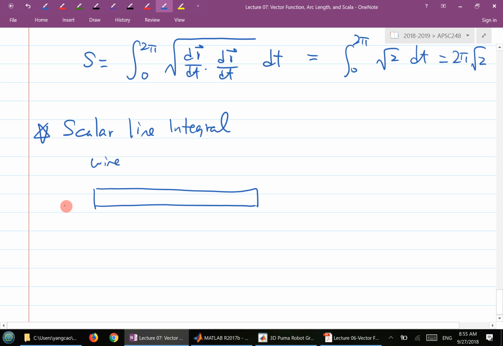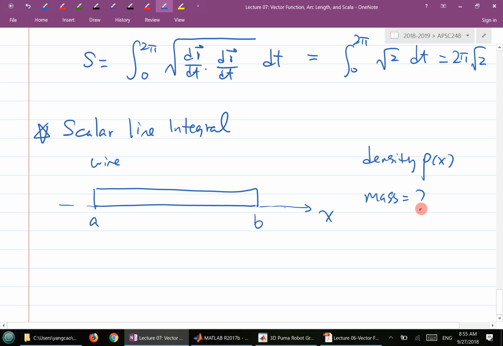I'm going to put this straight wire on the x-axis. Suppose it starts at A and ends at B. This wire has a density rho of x. I'm interested in what the total mass of this piece of wire is. How do I calculate the mass of the wire here?